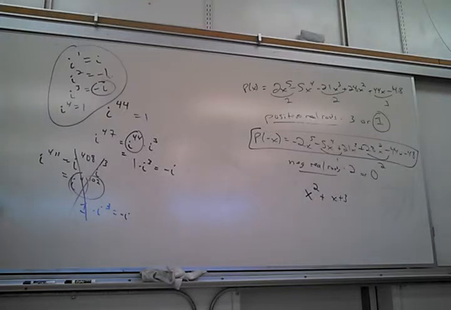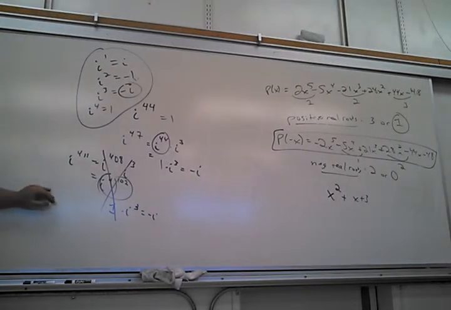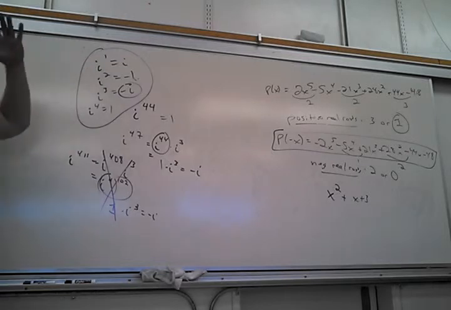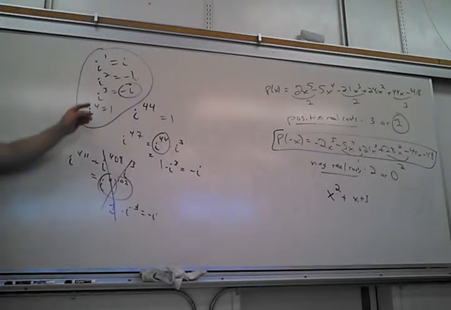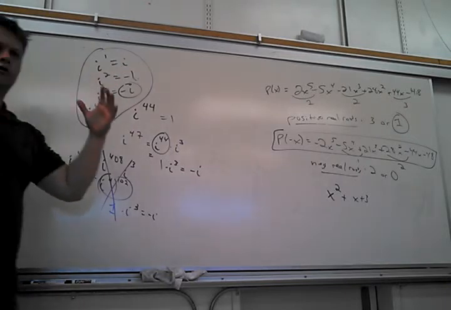What's the most important power to know? I squared, because that shows up when you FOIL and when you divide, you got to multiply the conjugate, you got to multiply it out. When you get I squared, you got to replace it with negative 1. So that's really the most important, useful one to know.